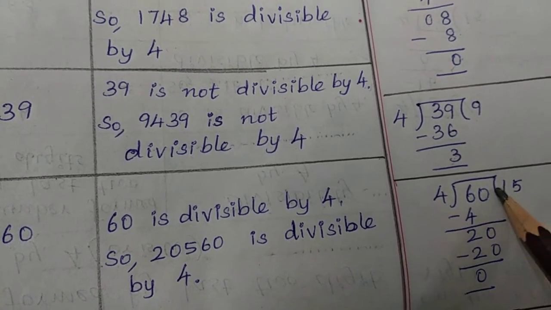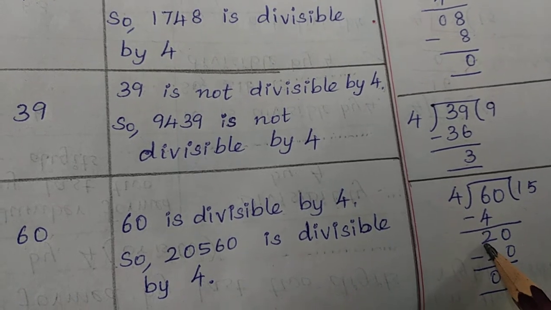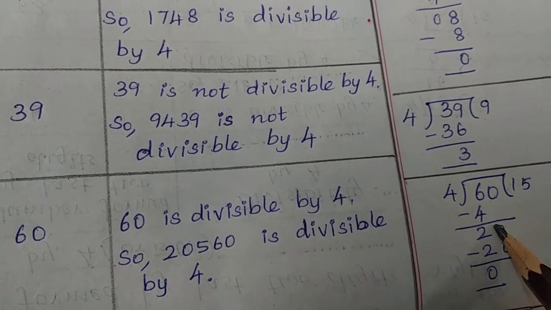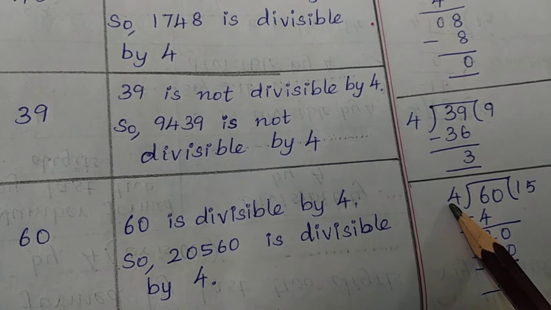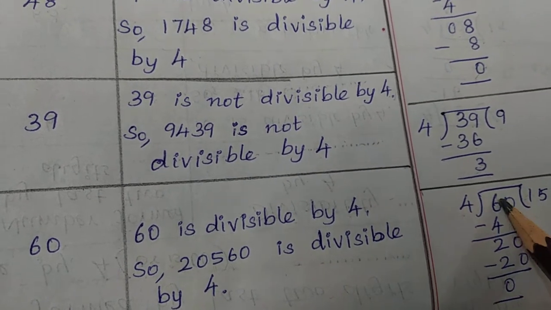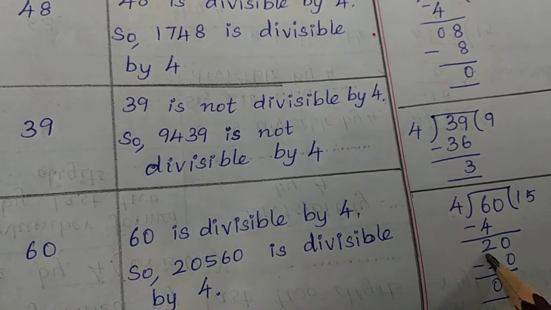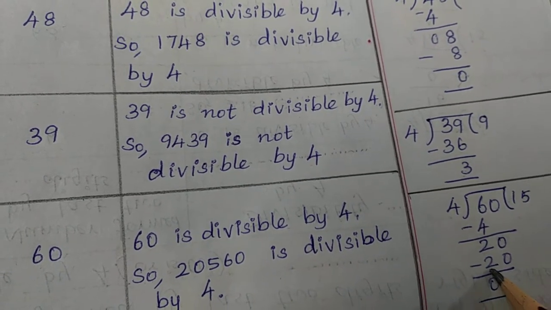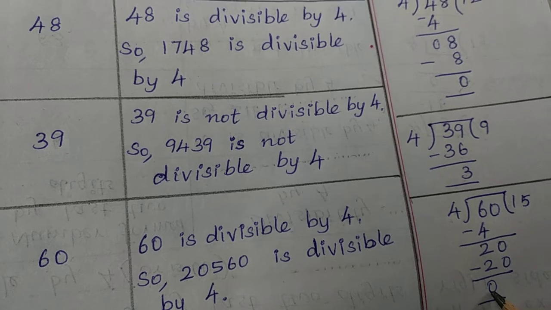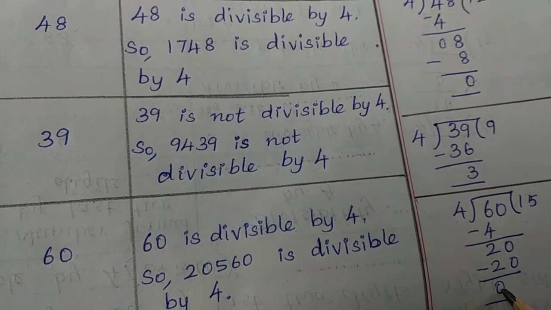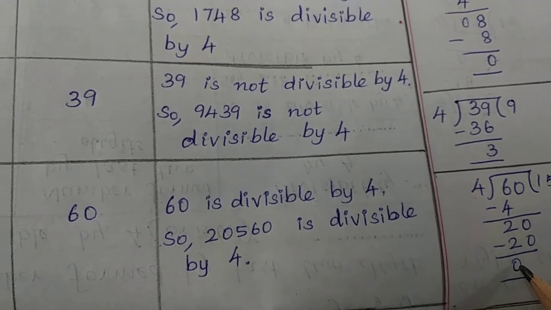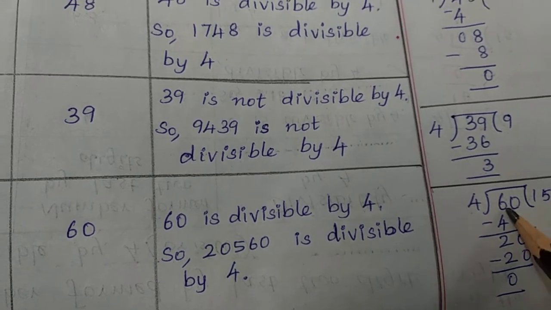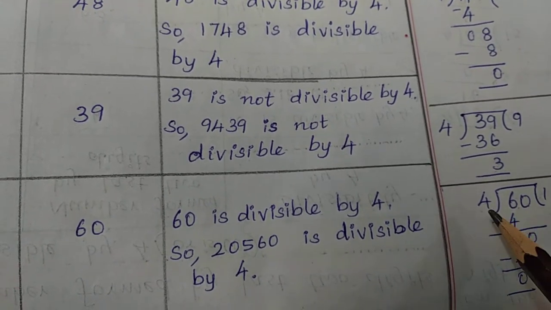60 by 4. 4 1s are 4. On subtraction you get 2. Bring down 0 because 2 is not divisible by 4, 2 is less than 4. So bring down 0. You have 20 now. 4 5s are 20. Now subtract. You get the remainder 0. Since you got a remainder as 0, you can say that 60 is divisible by 4.